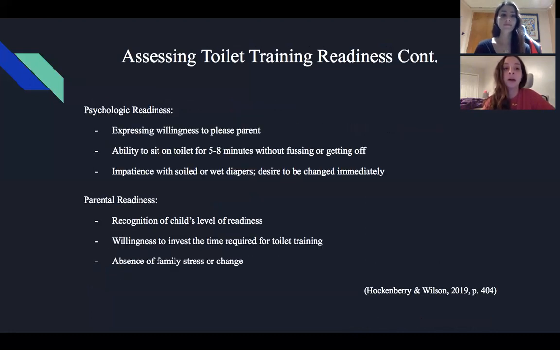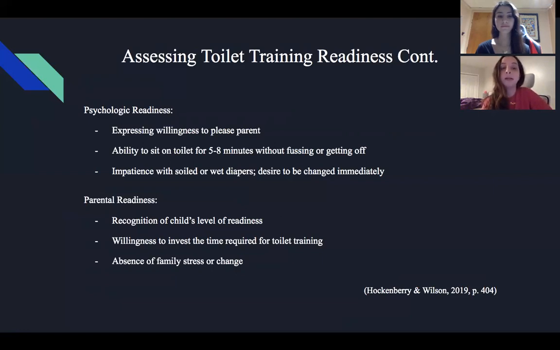So psychological readiness will include expressing the willingness to please the parent. So once the parent shows the child that they are happy that they're being able to use the bathroom, the child will want to please the parent more and show them that they are able to carry out that task. Having the ability to sit on the toilet for 5 to 8 minutes without fussing or getting off. So this can show that the child is interested in using the bathroom instead of wanting to get off right away. Or being impatient with their soiled or wet diapers, and having the desire to be changed immediately. So the child will obviously want to be changed once their diaper is soiled.